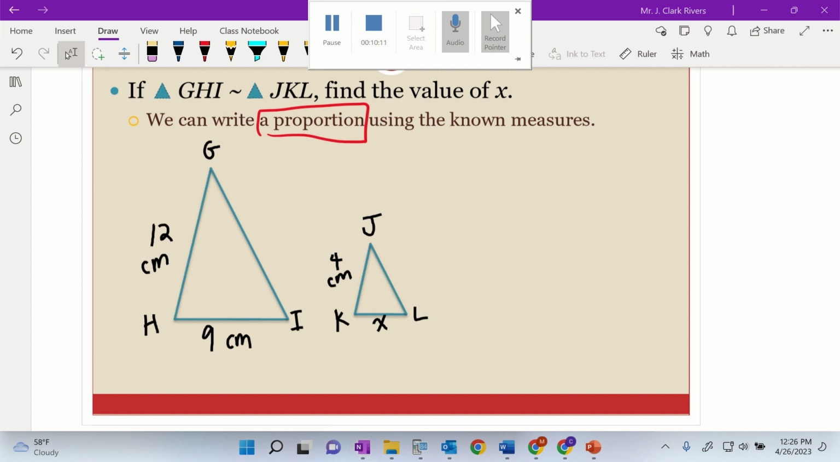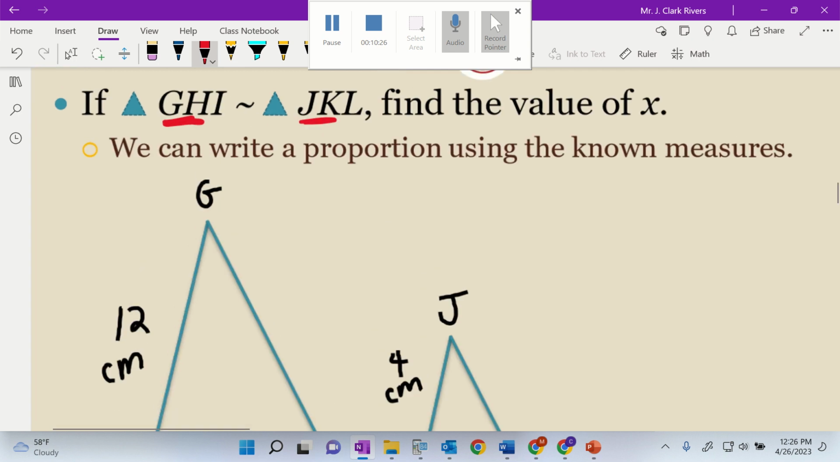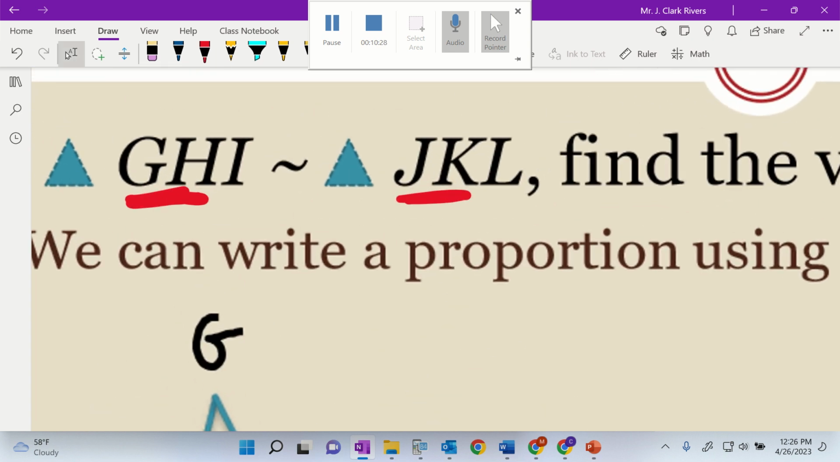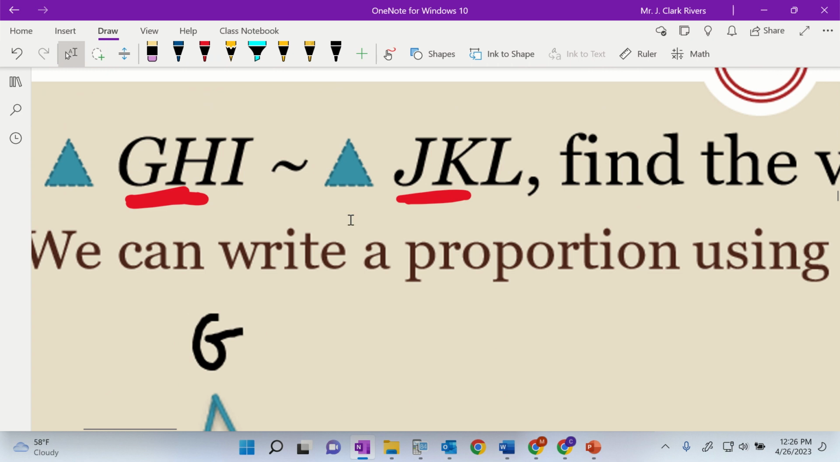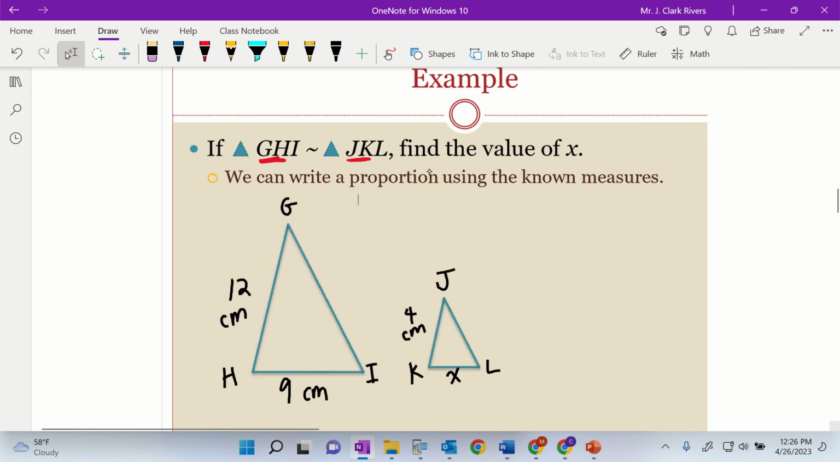So we're told these two figures are similar to each other. Now these two, it's clear what corresponds to what because they're the same shape and they're oriented the same way. So it's pretty easy to see that GH corresponds to JK. But if you weren't able to easily tell, you can use the similarity statement. First and second, GH, corresponds to first and second, JK.